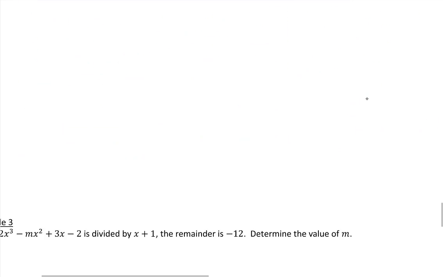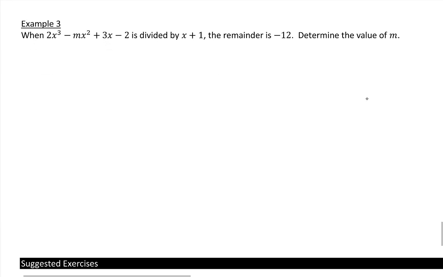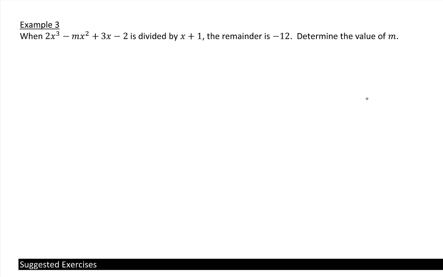All right, last example. Just to show you the strength of the remainder theorem. So it says when 2x³ - mx² + 3x - 2 is divided by x plus 1, the remainder is negative 12. Determine the value of m. Without the remainder theorem, you'd have to use long division with a variable included in your division.